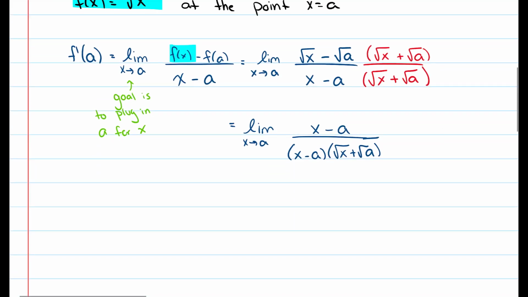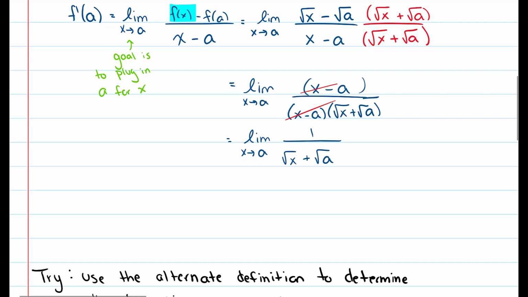And now from here, you don't want to distribute, because if you notice, the numerator and denominator terms are going to reduce. And so we get this is equal to the limit as x approaches a of 1 over the square root of x plus the square root of a.